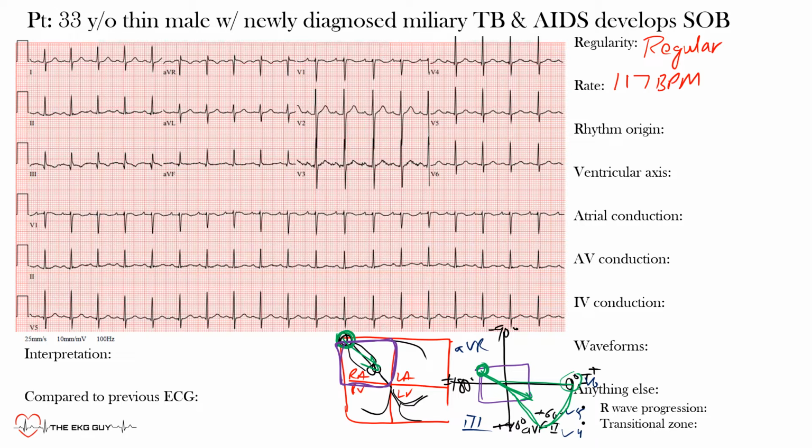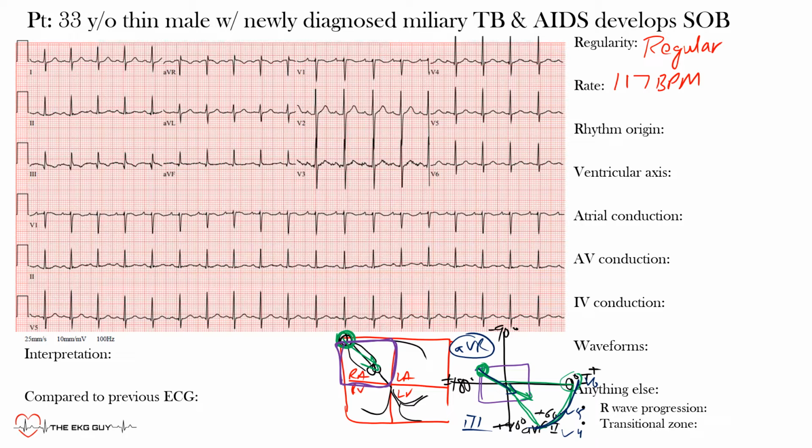That means if the atrial impulse is originating from the sinus node or close to it, and the impulse heads in this direction, we should see upright P waves in these leads. And we should see negative P waves in AVR, because the impulse is moving away from AVR. So we should see negative P waves in that lead.